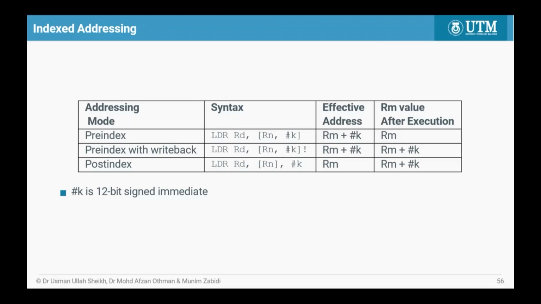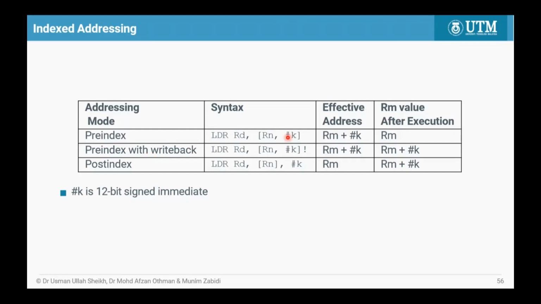So let's look at this pre-index and post-index. For the pre-index, there are 2 types: one pre-index without a write back, and the second one pre-index with a write back. This is the syntax without a write back, which is LDR Rd, [Rn, #K]. This is the effective address. The effective address is actually this value plus this value. You will get the effective address.